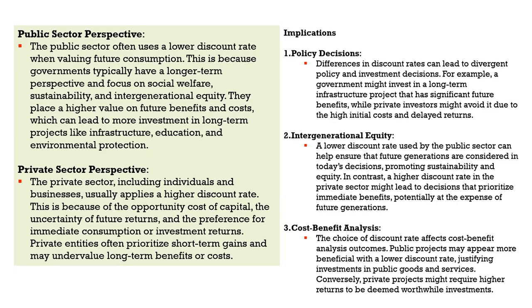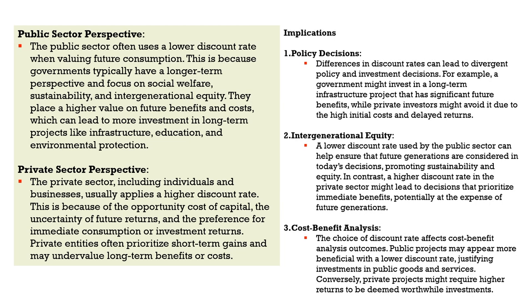On the contrary, the private sector, which includes individuals and businesses, usually applies a very high discount rate because they are more concerned about the opportunity cost of resources foregone during the current period because of investing in long-term projects. So, they focus on the opportunity cost of capital, the uncertainty of future returns and the preference for immediate consumption or investment returns. And therefore, private entities often prioritize short-term gains and may undervalue long-term benefits or costs, which is why the private sector perspective could be to bring down short-term social sector investments that may have long-term benefits, but because of the opportunity cost of capital being employed there, they may want to look down upon long-term investments in the social sector. And this leads to a difference in the discount rate that is imposed on consumption in the current period.